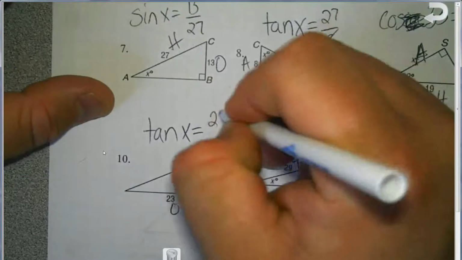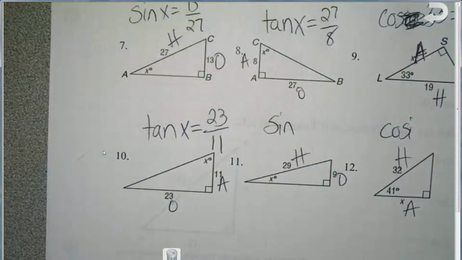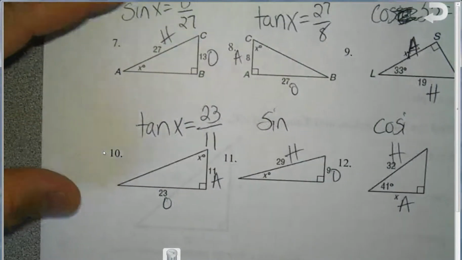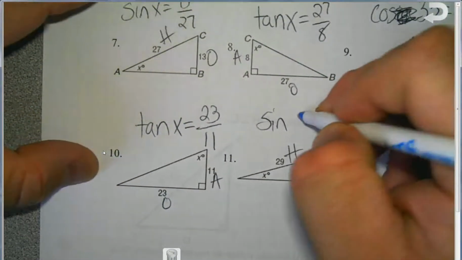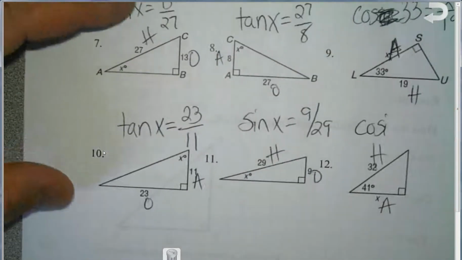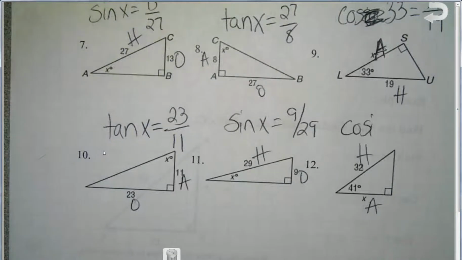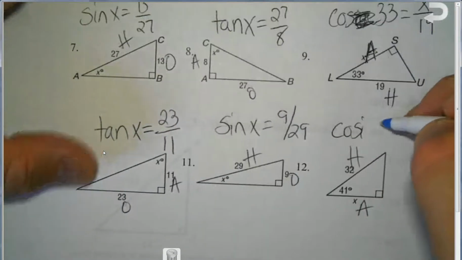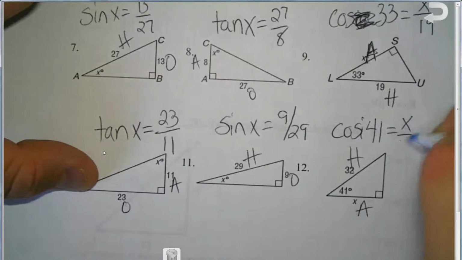There you go. 23 over 11. All right. Number 11, Jessica. Sin x equals 9 over 29. Good. And then finally, let's go with number 12, and we'll go with Josie. 41 equals x and 33. Good. Okay.